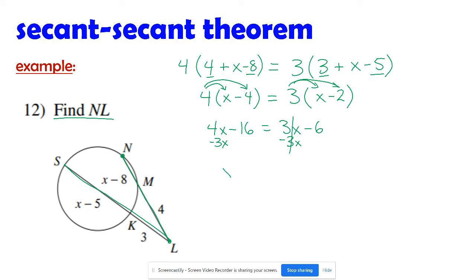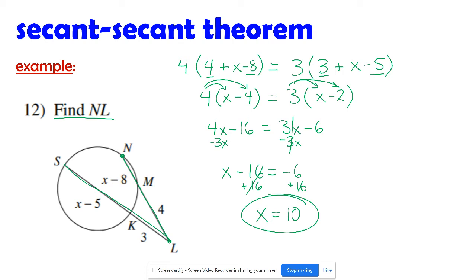That gives me 1x, or just plain old x. We have minus 16. And then over here, don't forget to keep that negative in front of the 6. Now all I need to do is add 16 to get rid of it. And I get x is equal to positive 10. And I probably didn't need to say positive 10, but this is a good point to mention this.